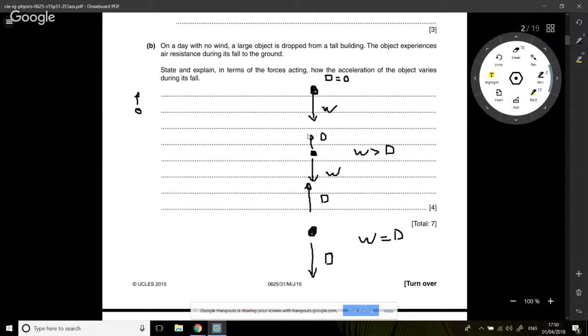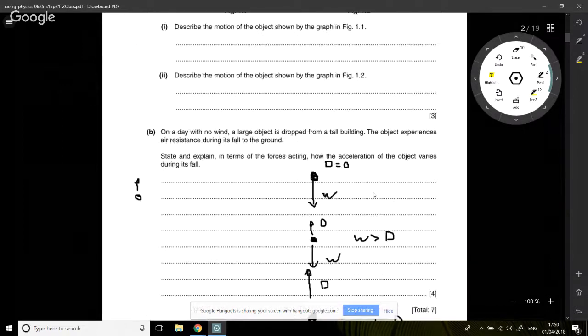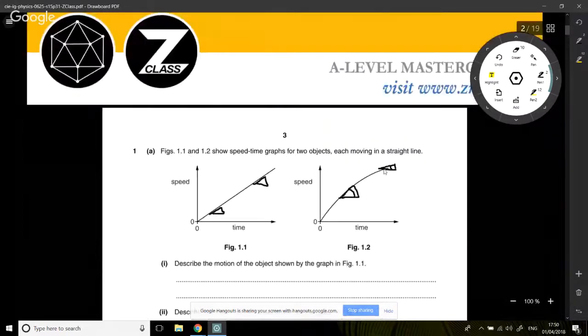But then as you release it, the drag, which is the air resistance, starts to increase. But initially, the weight is not balanced by the drag, so the object starts accelerating. Eventually, it reaches its terminal velocity when the drag is equal to the weight, so it stops accelerating. So the acceleration is initially high, and then reduces and reduces until it reaches its terminal velocity. Something similar to what might be happening here if we were to extend this and then this were to flatten out.